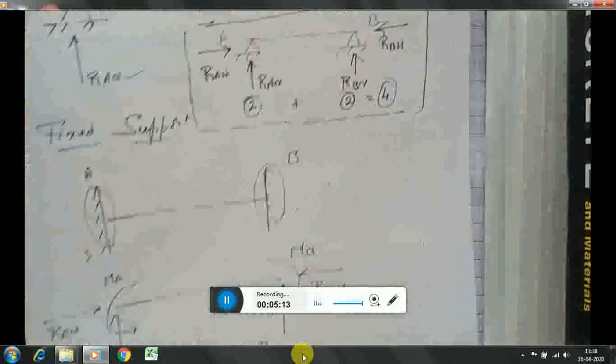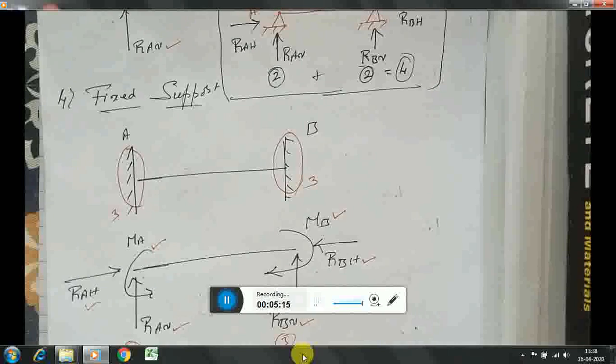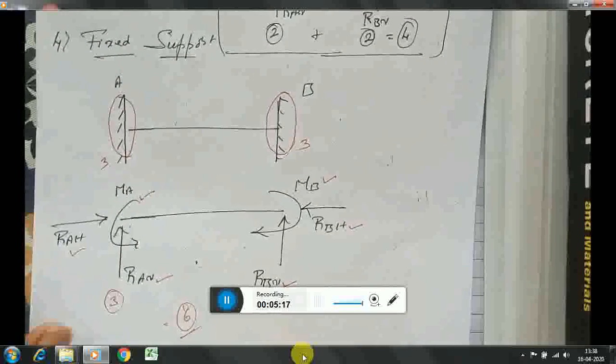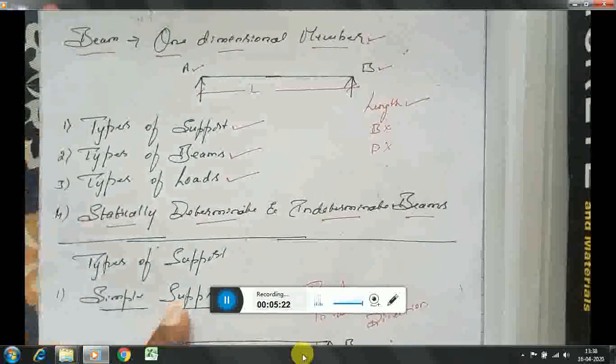Similarly, a fixed support produces three reactions at a particular point. So for a beam, how many reactions are developed depends upon the types of support.